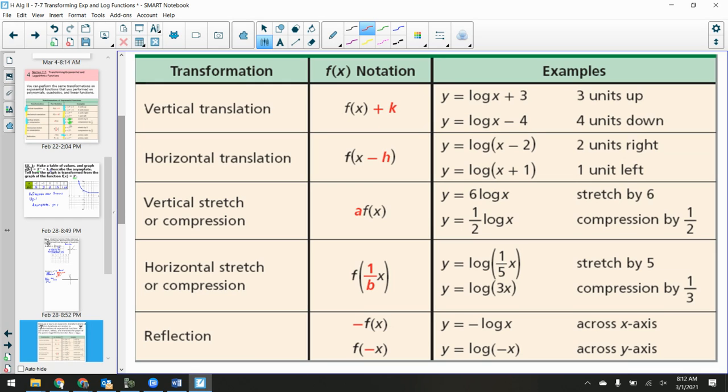Okay? Now here, please be very particular about how you use parentheses, because I would have people try to tell me that this is a left 3.